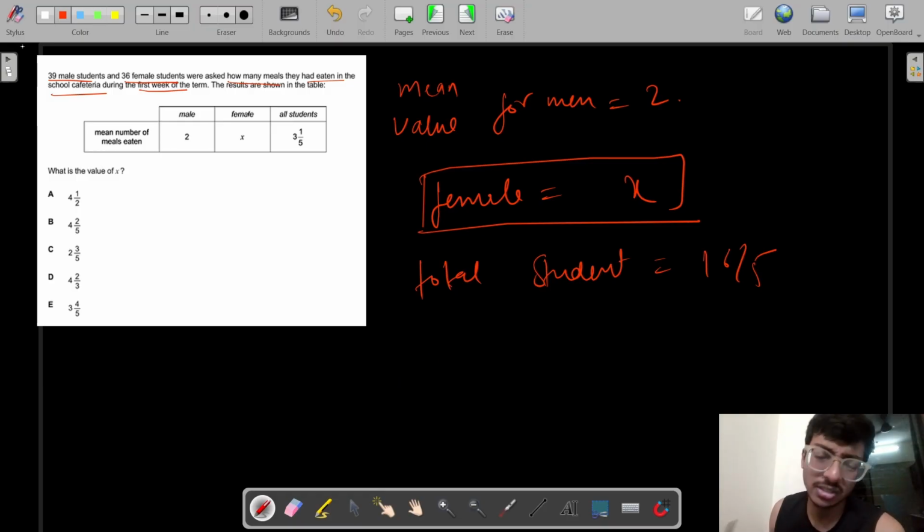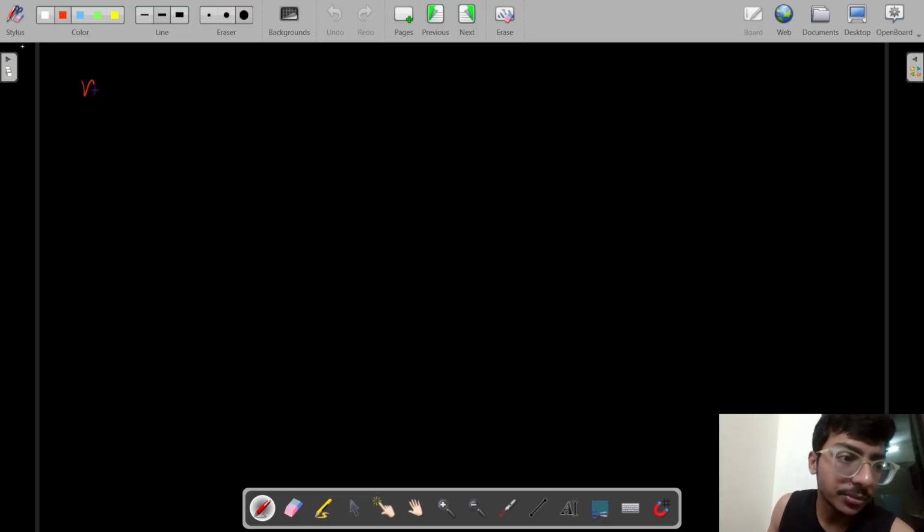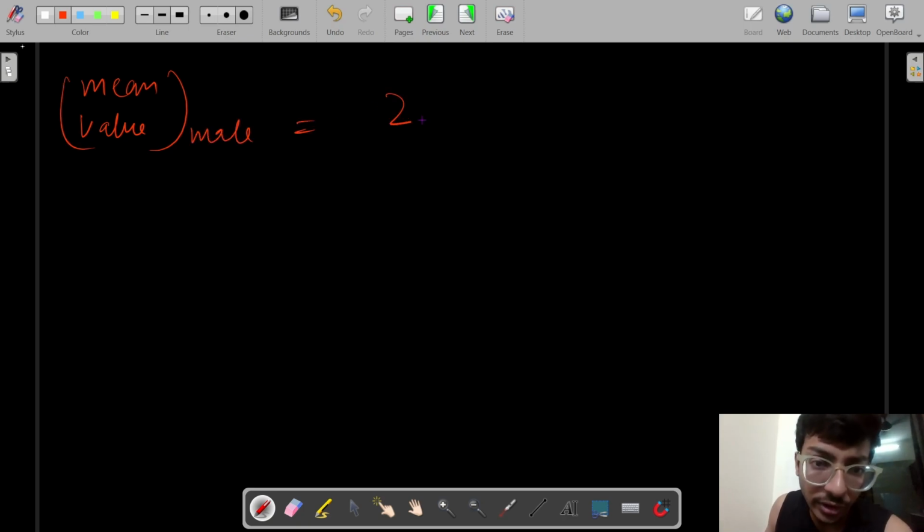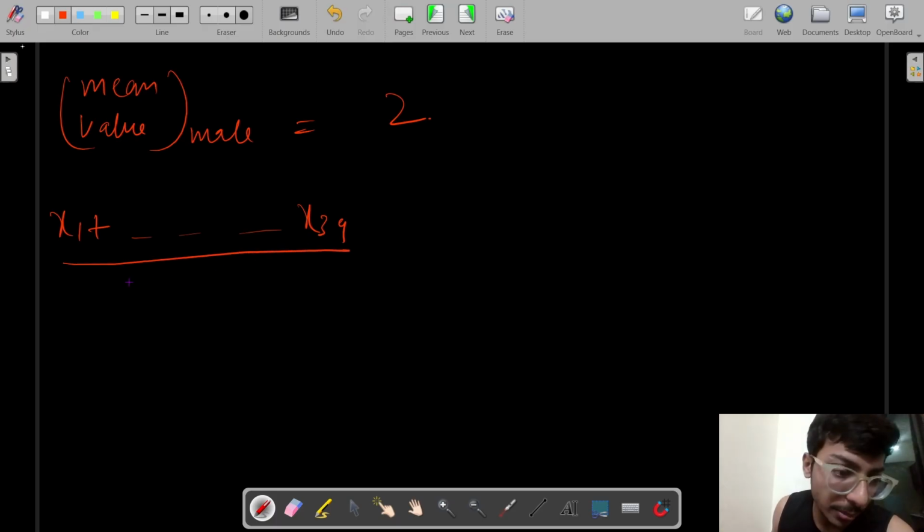So this is a very simple question. Let us have a look at how we can solve it. It is given that the mean value for the male is 2. The mean value for the number of meals that the males have taken in the cafeteria is 2. Fine. So mean is nothing but the sum of all the males, that is your first male to 39th male, upon the number of males, that is 39, which is equal to 2.